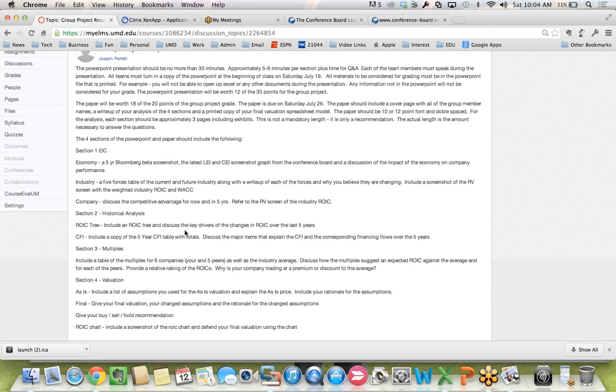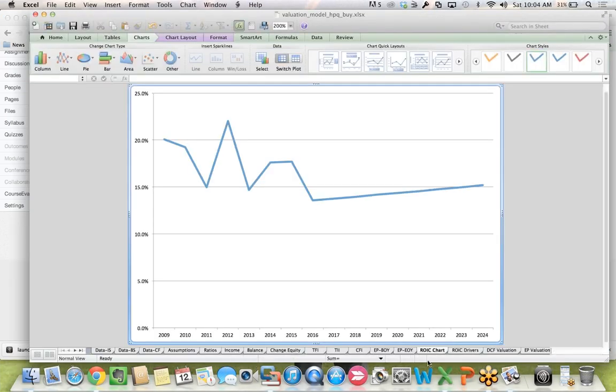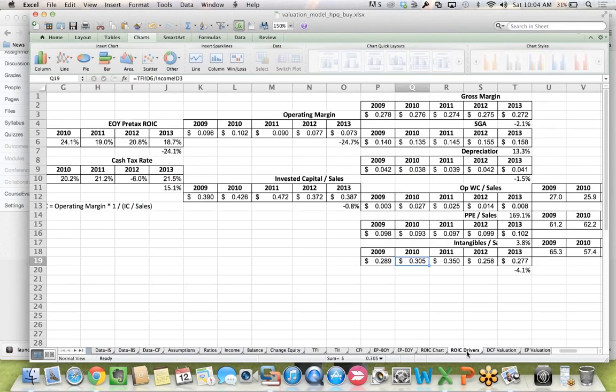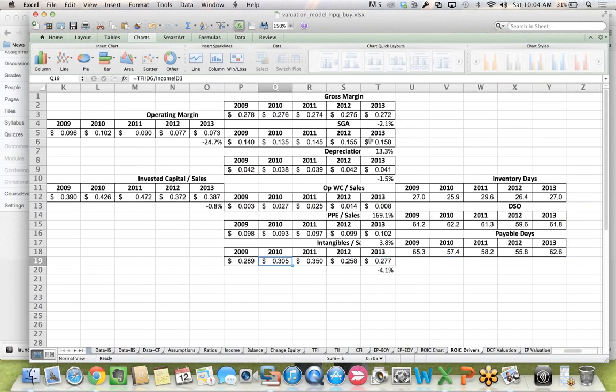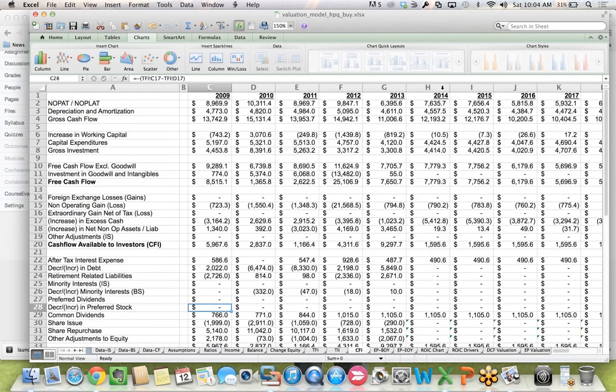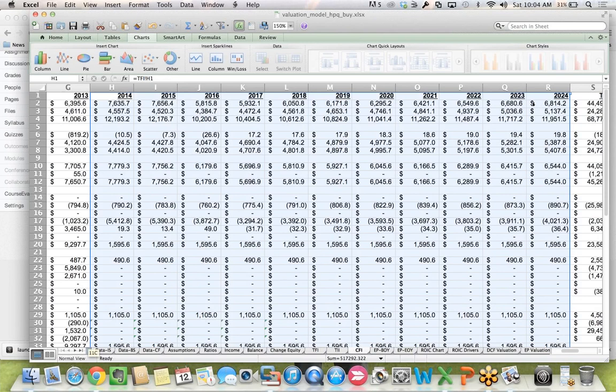For the historical analysis, you're going to go through this tree. Again, make sure you cover both sections of the tree, meaning tax rate, operating margin, productivity, and drivers of operating margin, drivers of productivity. And then you also must do the CFI. Again, in your model, you may have to hide, don't delete because it'll wipe out your valuation, but you may need to hide most problems.